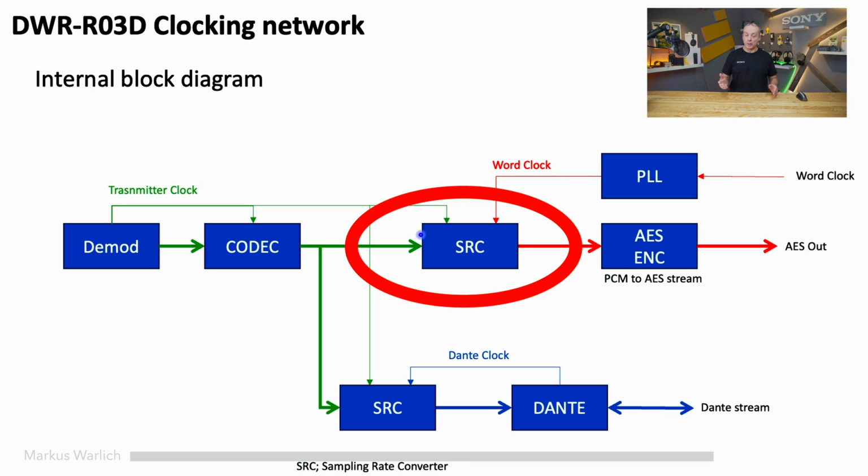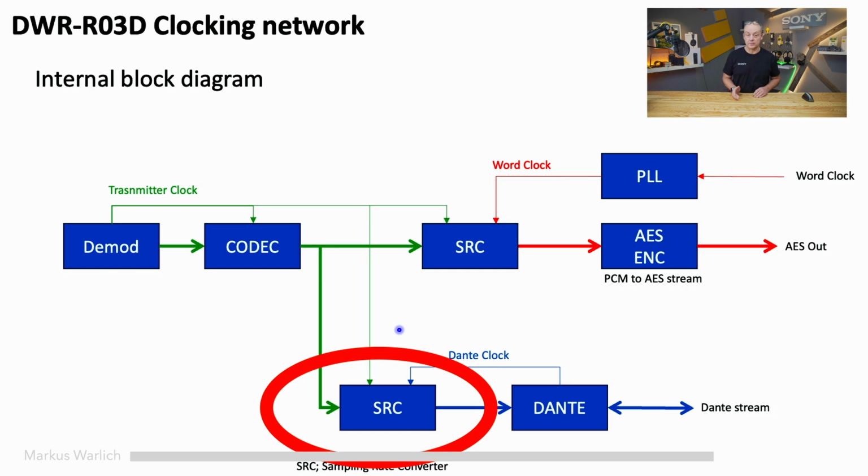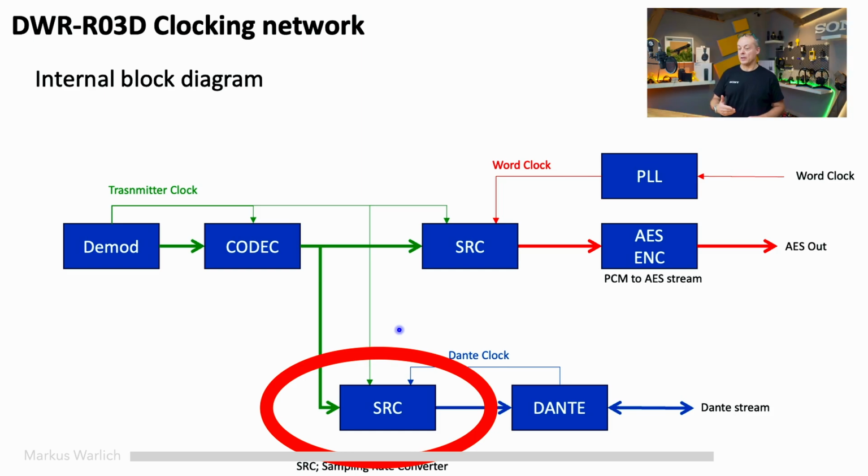Sample rate converter number 1 generates the AES signal, and then with the DA converters the analog signal. This can be locked to an internal clock, or if you have word clock, the sample rate converter is locked to the clock from an external source. The second sample rate converter feeds the signal into the Dante chip. Dante has a very precise clock system inside its signal, and this sample rate converter is locked onto the clock from the Dante stream.